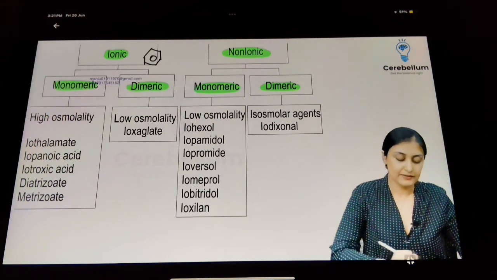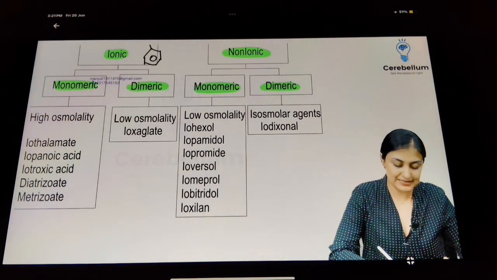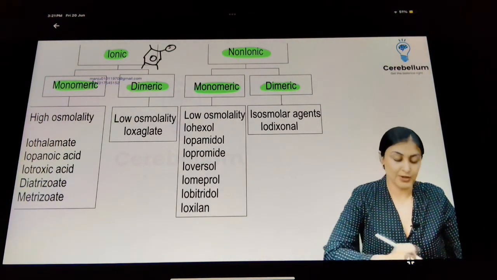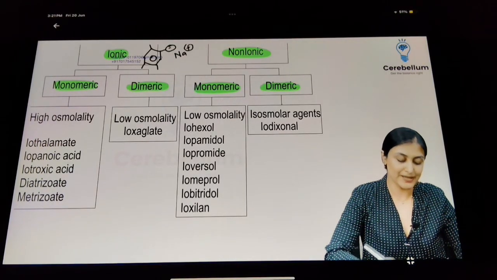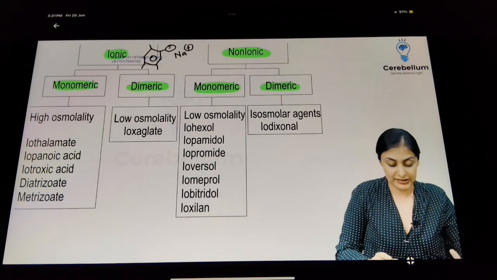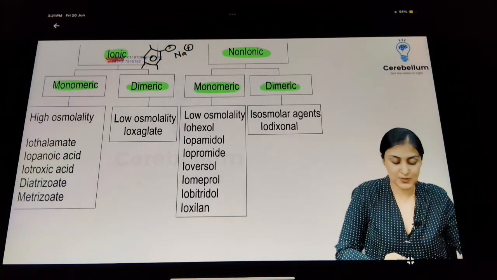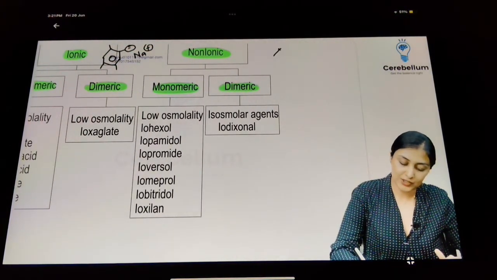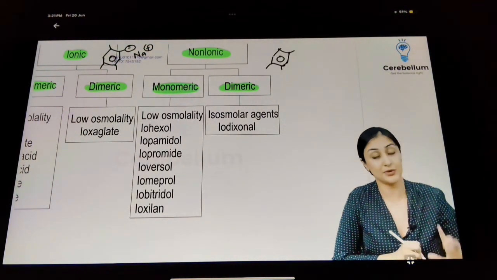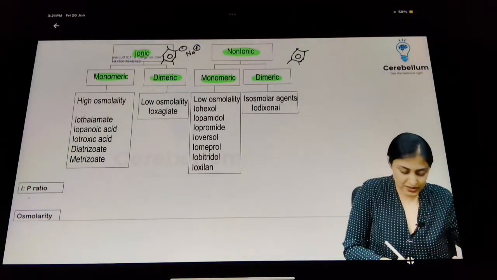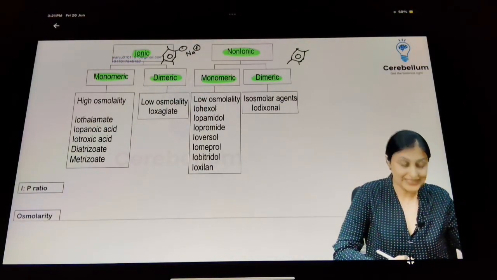Let's say this is my functional unit of iodinated contrast agent, which is a benzene ring with 3 iodines. This is ionic. So anything which is ionic will be with another pair, let's say sodium. So in any ionic media, I am having 2 particles. One is this contrast, one is this sodium. So ionic will have 2 particles, whereas non-ionic is a single particle in itself with these 3 iodine rings. Is that clear? So this helps us understand. Never memorize this, just understand the iodine particle ratio.